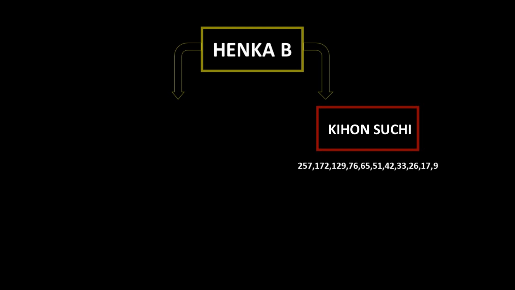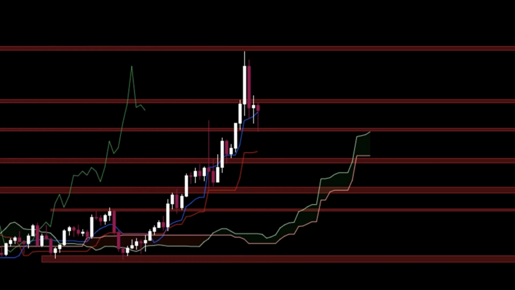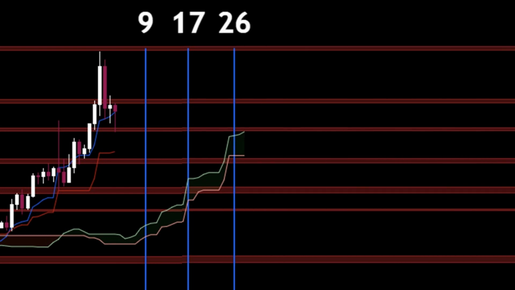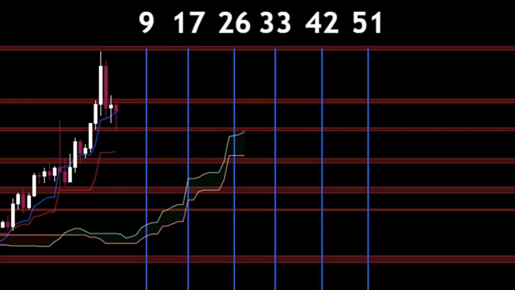Here an example of kijun-suchi is demonstrated. As discussed, for a better result of this strategy, initially price action zones in the chart should be marked. If you have difficulties in determining price action zones, please watch our video about finding the most important price action zones. After marking price action zones, a major reversal point is needed in the chart as the base point for using these numbers. Then, it is time to draw the timelines based on kijun-suchi numbers.